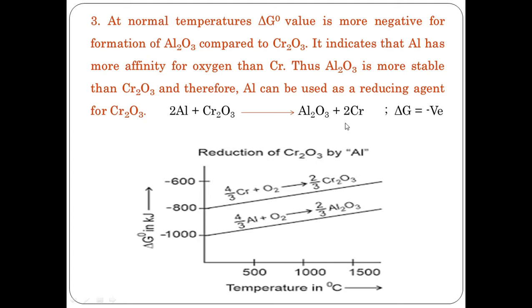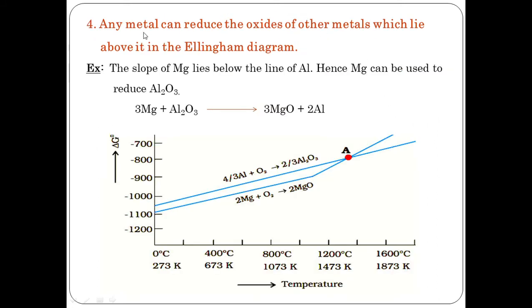This is the reaction. Aluminum can reduce chromium oxide into chromium. This has a more negative delta G value. Next point, very important: any metal can reduce the oxides of other metals which lie above it in the Ellingham diagram.